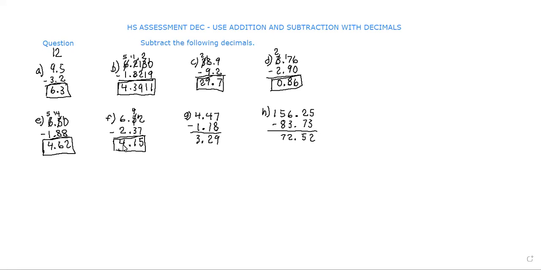And note, everyone, that we're keeping that decimal point in the same vertical column in our answer as well. And that's how we're getting to 4.15. Remember to include that decimal point in your answer as well when you're doing these.